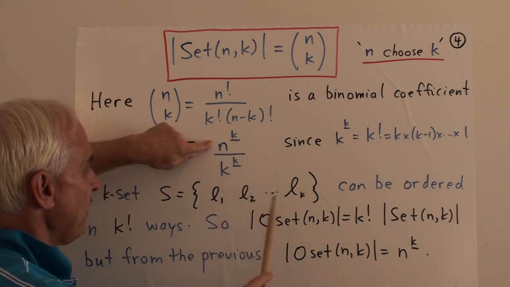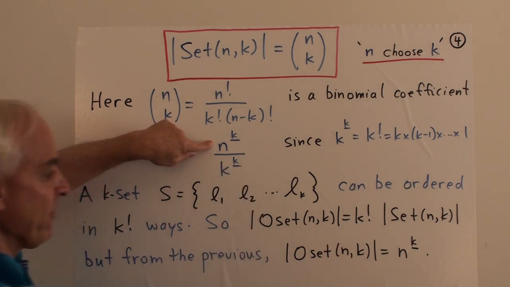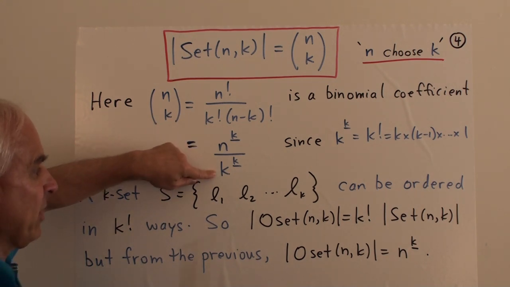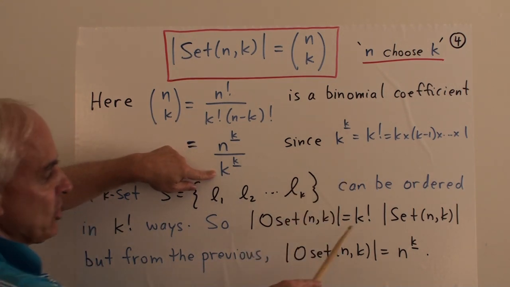The n to the k falling, that's the number of O sets of size k from n. And this k to the k falling, otherwise known as k factorial, is just coming from here.